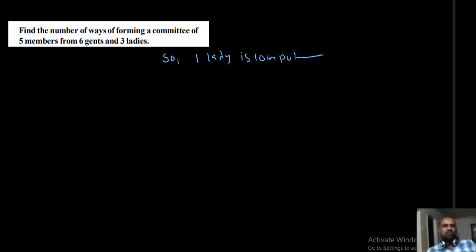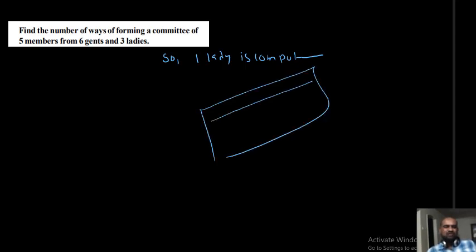For example, the same problem is given like this: from 6 gentlemen and 3 ladies, such that 1 lady is compulsory. You want to make committees in such a way. How can we do that? For that you need to write a table first. Gentlemen are 6, ladies are 3.